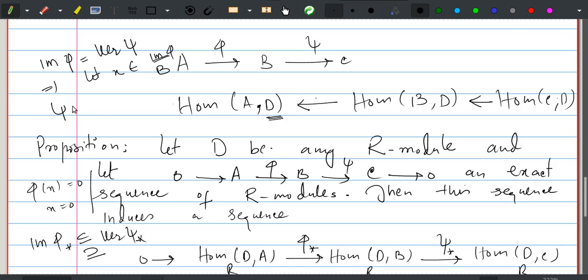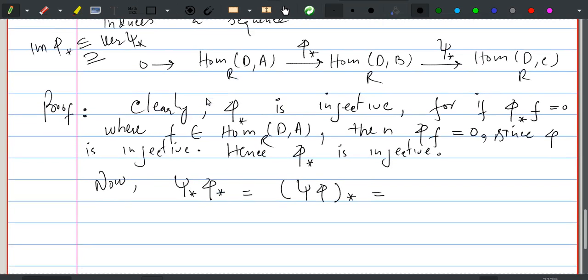Therefore psi phi of x is the same as psi of phi x. Now phi x is in image of phi, but image of phi is same as kernel of psi. That means phi of x is in kernel of psi, so this is 0. Now since x was chosen arbitrarily, psi phi is everywhere 0. Now if this is the case, this means image of phi star is contained in kernel of psi star.